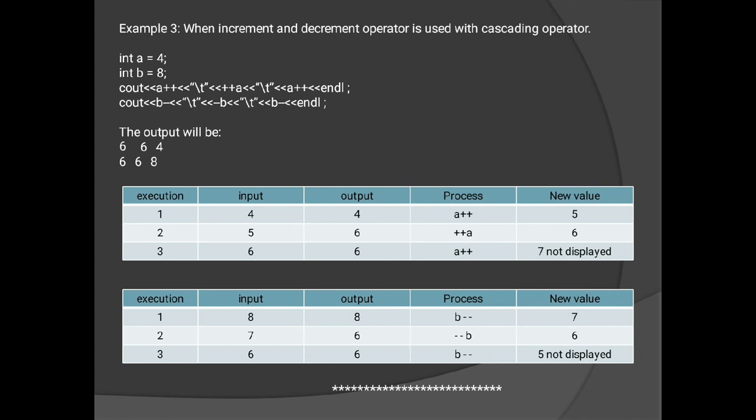Go through this table carefully, and then compare it with the output and the cout statement that is written. Just remember, in cascading operators, when you have multiple variables to be displayed, it will always be evaluated from right to left. Follow the direction of the arrow, from right to left, not from left to right.